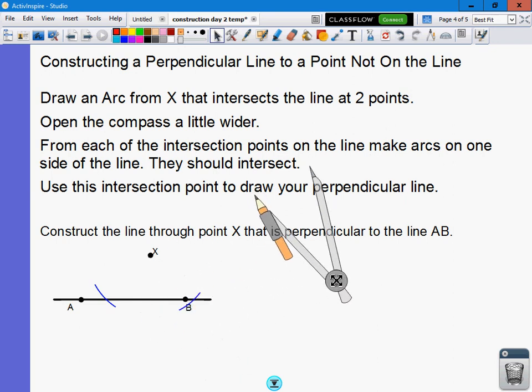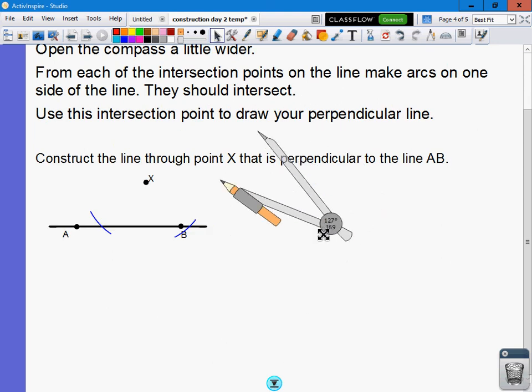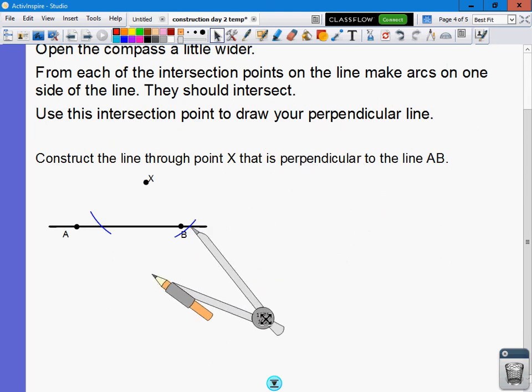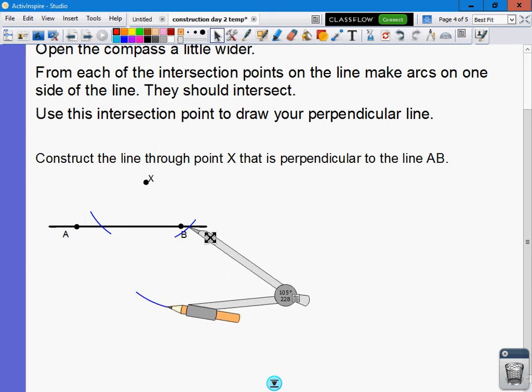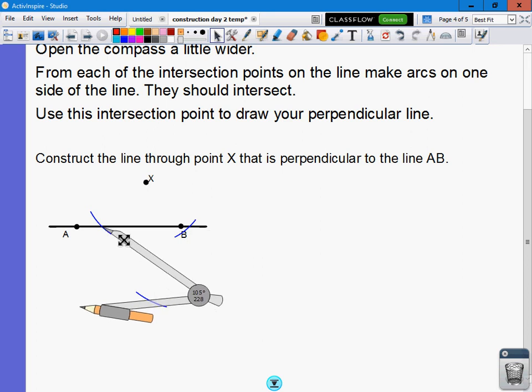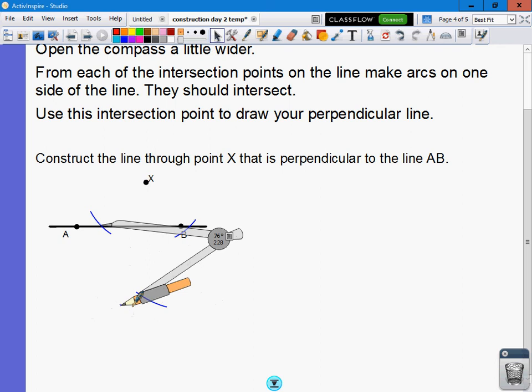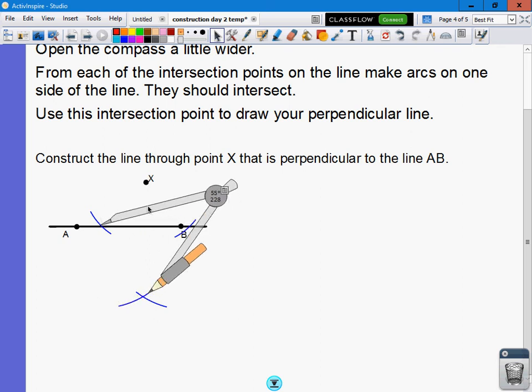Now we're going to again pick up our compass. You're going to put it on that arc where it intersected. Make sure that you adjust it so that it's a little bit longer. It doesn't need to be much longer, just a little longer than what it was. I'm going to make an arc that's below line AB since X was above it. And I'm going to do the same thing from both places where the arc intersected my segment.